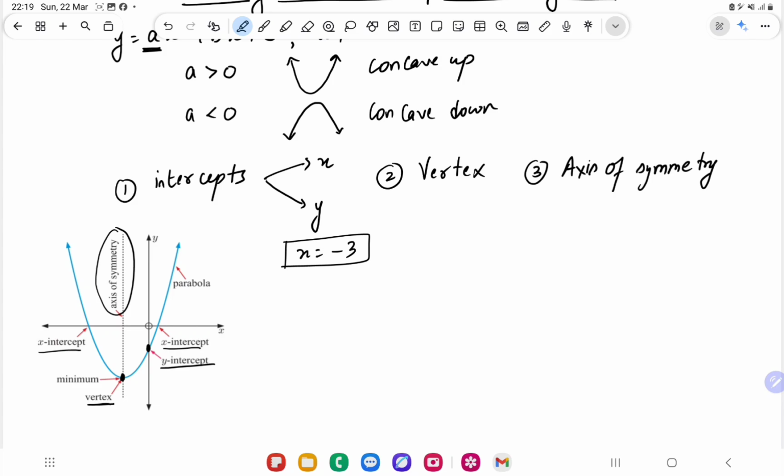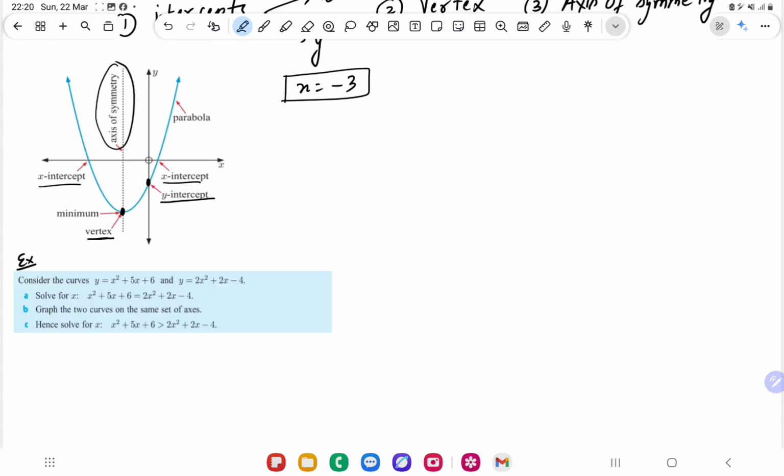Now let's understand all this with the help of an example. Let's take this example where we have two curves, x square plus 5x plus 6 and 2x square plus 2x minus 4. First, we have to solve for x. We are not going to solve this manually. I'll show you how to use GDC to find the values of x, and then we will be graphing this also using GDC, and we will be solving the last part also using GDC. So let's start.